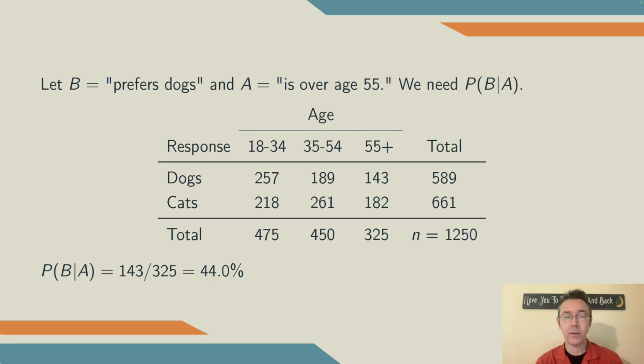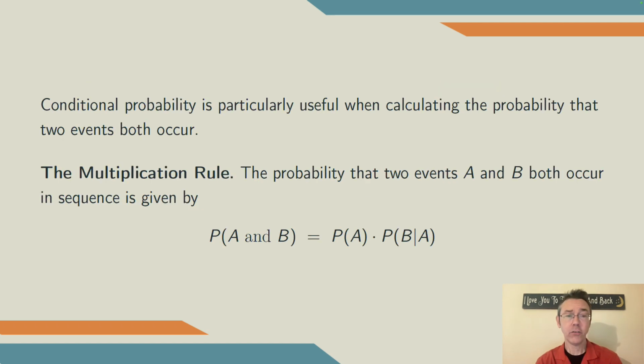In order to get that, we're going to count the number of respondents that are in A and B, so over 55 and prefer dogs, that's 143. And then we'll get the number of outcomes in A, the number of respondents that are just over 55, and that's 325. So the probability of A intersect B divided by the probability of A is 143 divided by 325, and that's 44%.